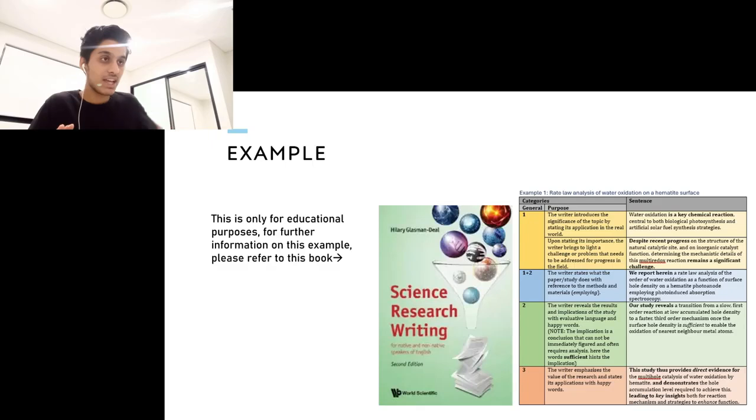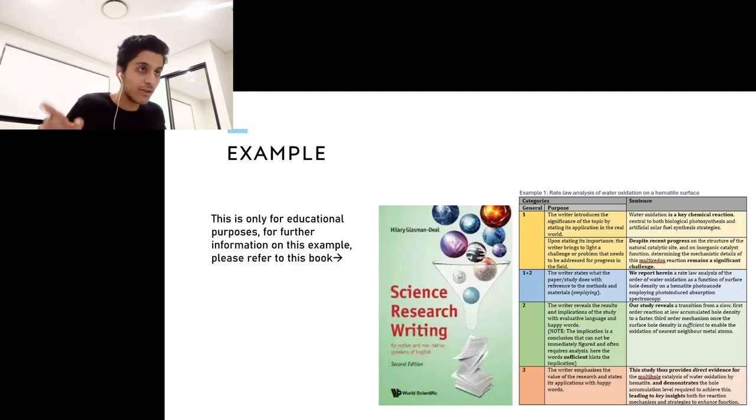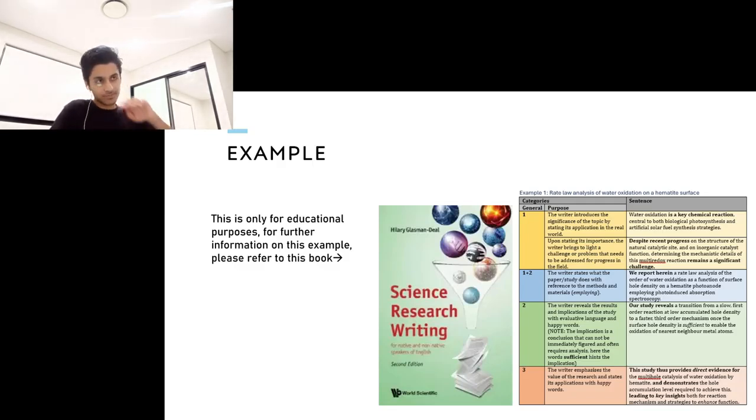Evaluative language and happy words. The implication is a note. This is important. The implication is a conclusion that cannot be immediately figured and often requires an analysis. Here the word sufficient hints the implication. Our study reveals a transition from a slow first order reaction at low accumulated hole density to a faster third order mechanism. Once the surface hole density is sufficient to enable the oxidation of nearest neighbor metal atoms.